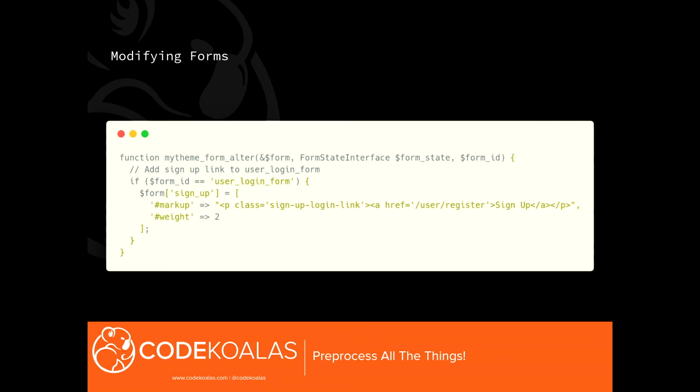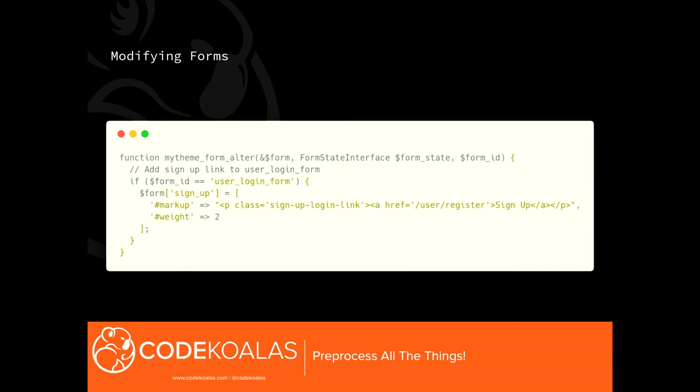So what this is doing here, we have the form variable, the form state, and the form ID. And so we're saying if form ID is user_login_form, we want to add this key to the form variable, sign up, and that's just HTML for a link. That's a very simple renderable array. You probably shouldn't add that much HTML in there. You can if you want, but this is for the demonstration.